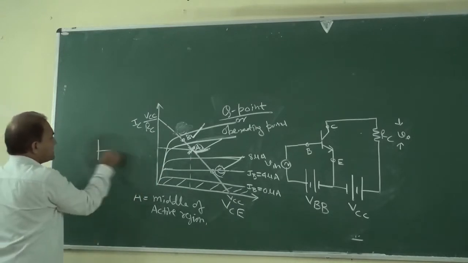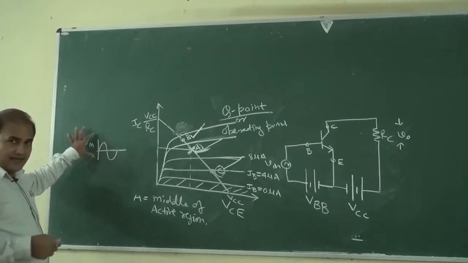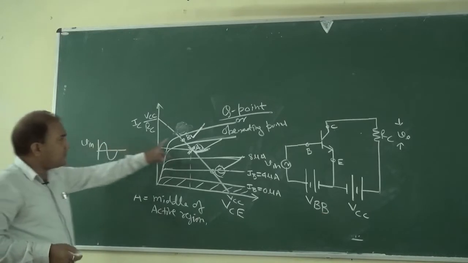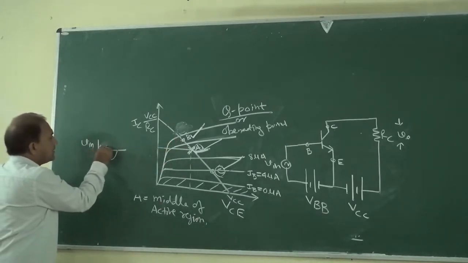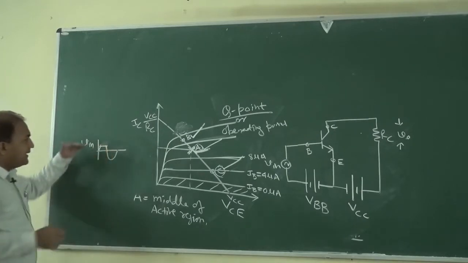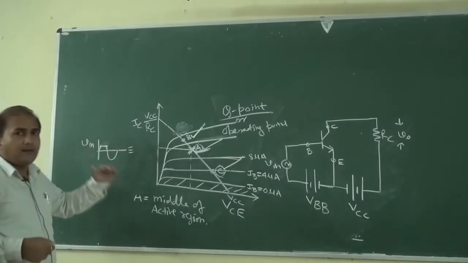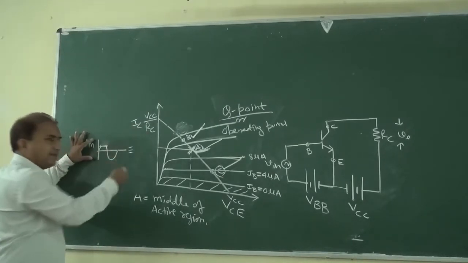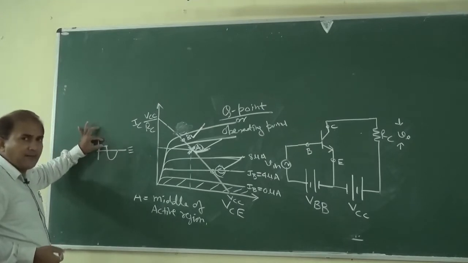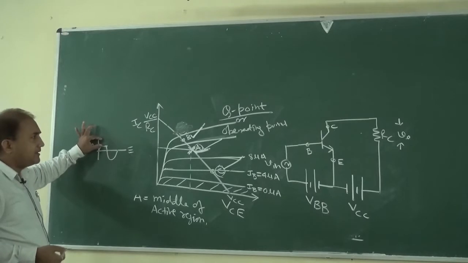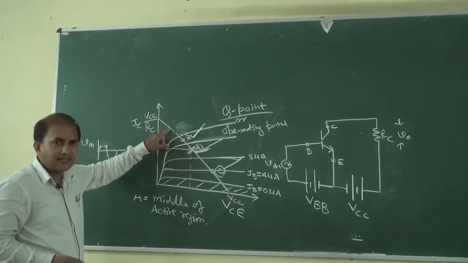Suppose the input signal is like this. Suppose this is V in. So if the operating point is at B, then some of the positive half may be clipped in the output. It will be amplified, but after amplification some of the positive half of the input may be clipped, because the operating point is near to the saturation region.